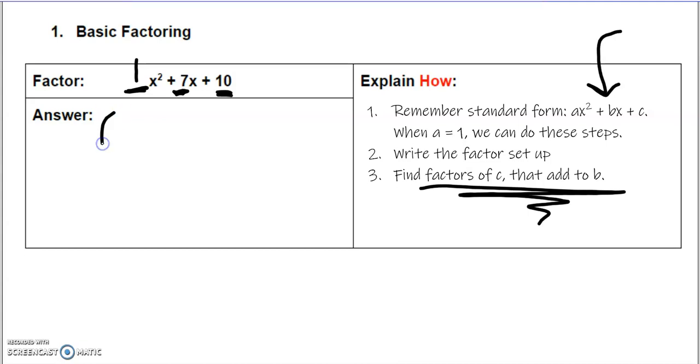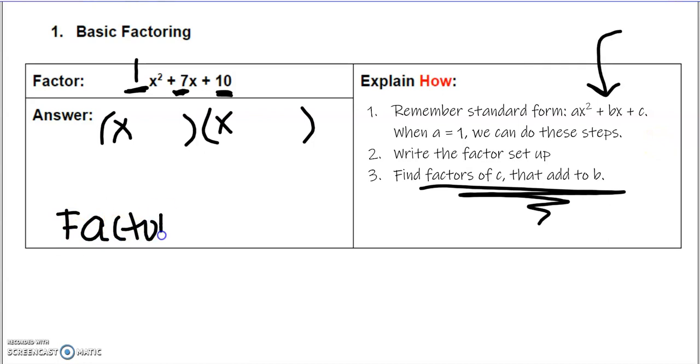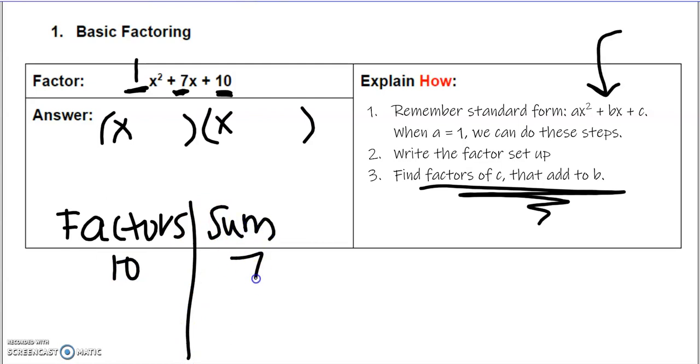Factoring brings us to this factor setup of binomials, okay? When a equals 1, my binomials, when I factor this, will have x's in both of the first terms in each of those binomials, okay? Because when I FOIL that out, I'm going to get that x squared in my original. And in order to get the other terms in each of these binomials, I make a chart to organize my third step here. I write, okay, I'm going to need factors of c, my c in this case is 10, that add, the sum is 7. Okay, I make this chart. And then I just come up with them.